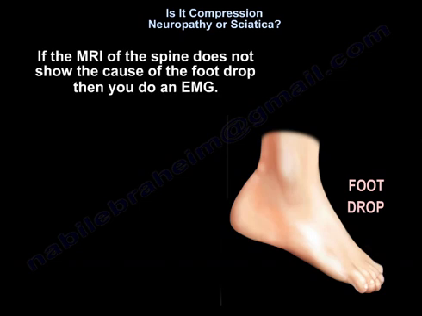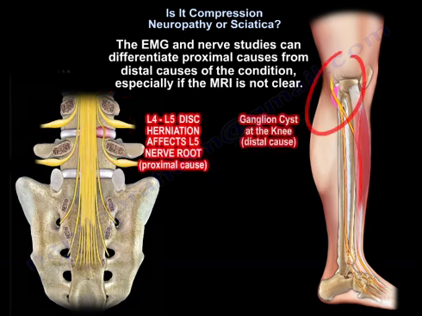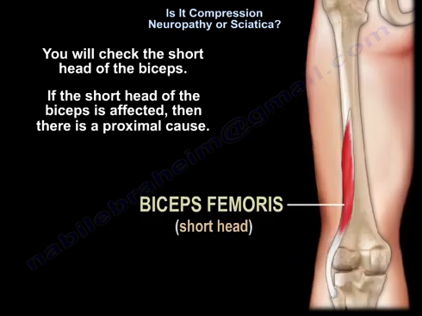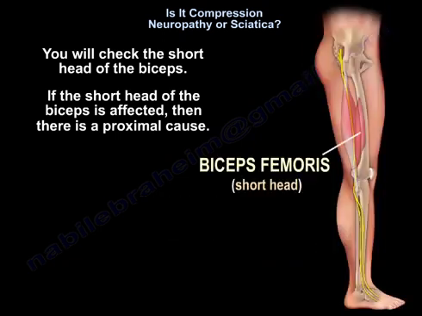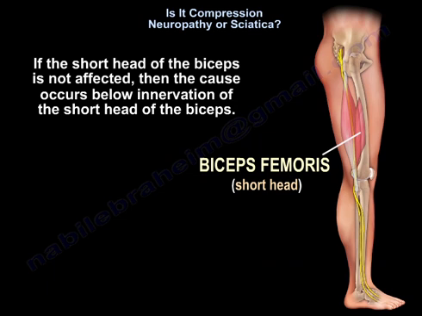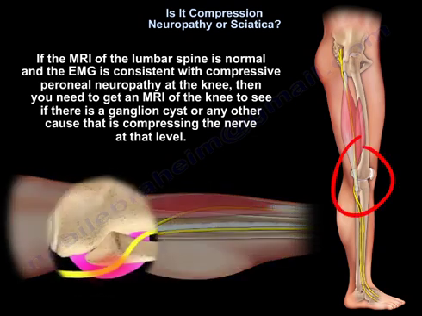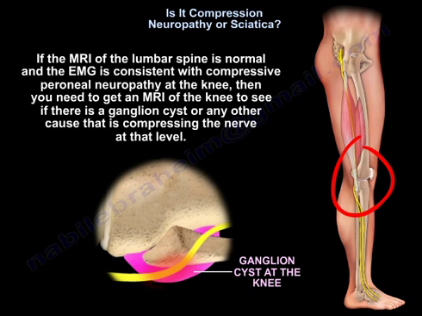If the MRI of the spine does not show the cause of the foot drop, then you do an EMG. The EMG and nerve studies can differentiate proximal causes from distal causes of the condition, especially if the MRI is not clear. And you will check the short head of the biceps. If the short head of the biceps is affected, then there is a proximal cause. If the short head of the biceps is not affected, then the cause occurs below innervation of the short head of the biceps. If the MRI of the lumbar spine is normal and EMG is consistent with compressive peroneal neuropathy at the knee, then you need to get an MRI of the knee to see if there is a ganglion cyst or any other cause that is compressing the nerve at that level.